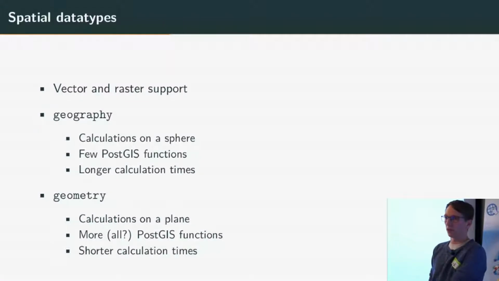So it's not implemented in as many functions as the geometry data type. I think basically all of the ST_ functions work with geometry. Not entirely sure if that's really all, but most of them. Only a few of them at this point, but I think it's getting more and more, work with the geography data type. And that, of course, leads to, yes, please?